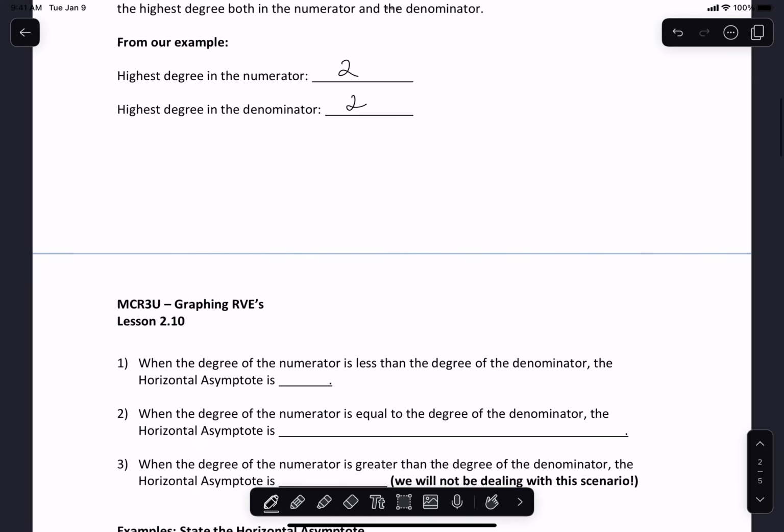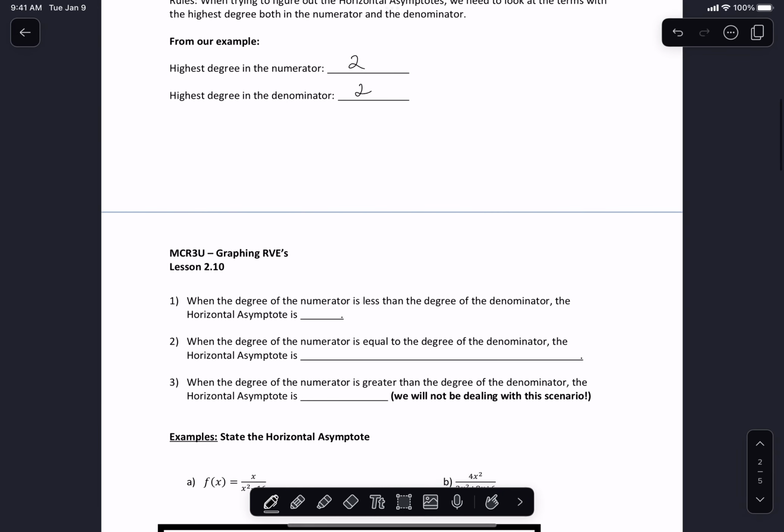So when the degree of the numerator is less than the degree of the denominator, the horizontal asymptote is going to be 0.